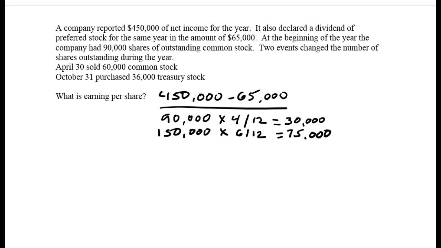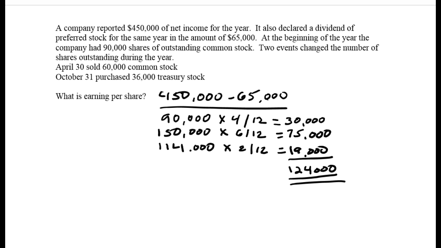Then on October 31st, we purchased 36,000 shares of treasury stock, and we need to deduct that from our outstanding shares because it's no longer outstanding. 150,000 minus 36,000 is 114,000. 114,000 is outstanding for November and December, so we'll times that by 2/12. 114,000 times 2/12 is 19,000.